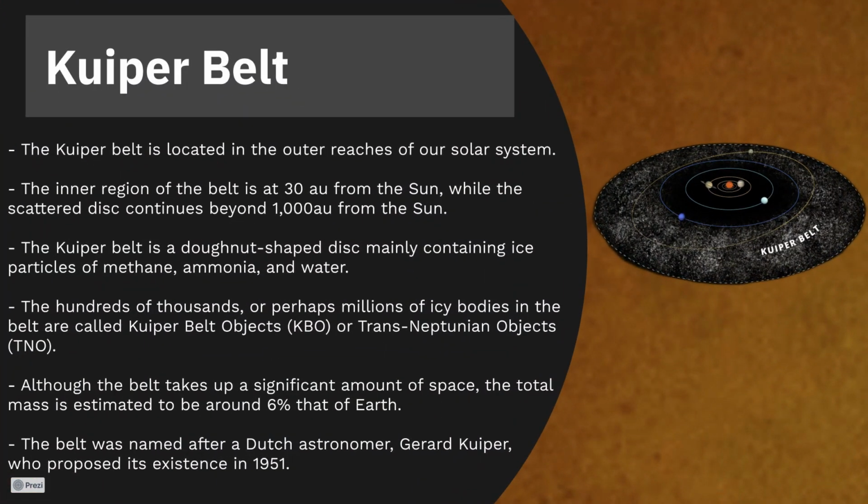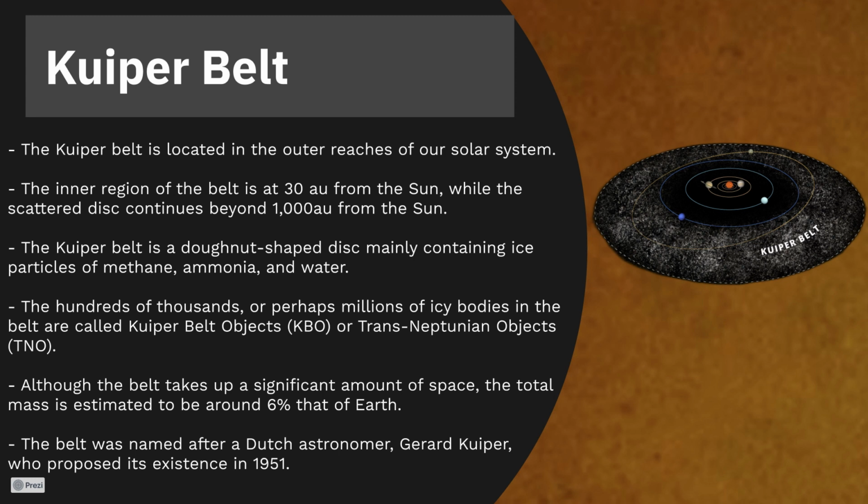The Kuiper belt. The Kuiper belt is located in the outer reaches of our solar system, mainly beyond the orbit of Neptune. The inner region of the belt is at 30 AU from the sun, while the end of the main region is about 50 AU. The scattered disk continues beyond 1,000 AU away from the sun.